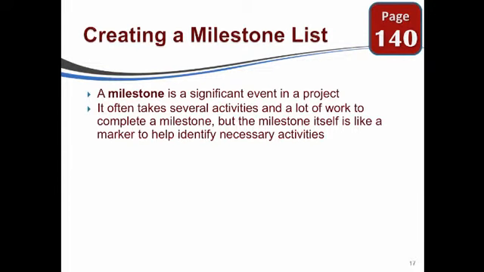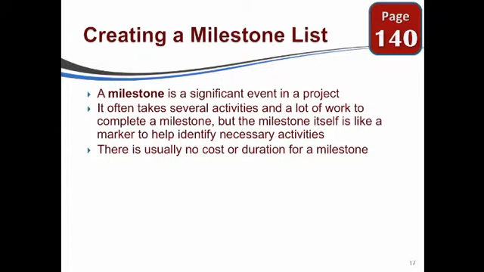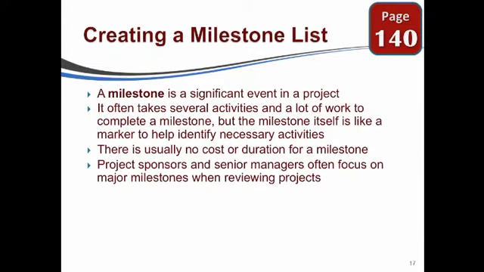It takes several activities to make one usually, and when we complete it, we want to make sure that we mark that as the completion of a task. The mark itself on the project has no cost or duration. That's how we really mark it. It usually says we've completed the stairway, or we've completed the second floor, something like that. The project sponsors and senior managers often focus on milestones, so we want to make sure we report them and that we're accurate with them. So here's some samples.